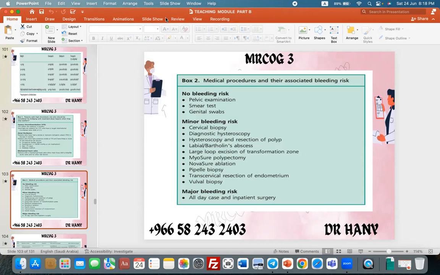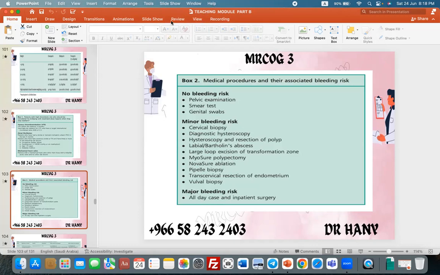Yes, for polypectomy, both are the same. You will stop because it's a minor risk of bleeding. Diagnostic or operative, MyoSure, this is under general anesthesia. MyoSure polypectomy or NovaSure ablation, all of these are under general anesthesia. So both of them have a minor risk of bleeding. I will stop 24 hours. I will go back again to the protocol, but I am telling you what the risk of bleeding is, what means minor and what means major. Major means a CS, surgery.